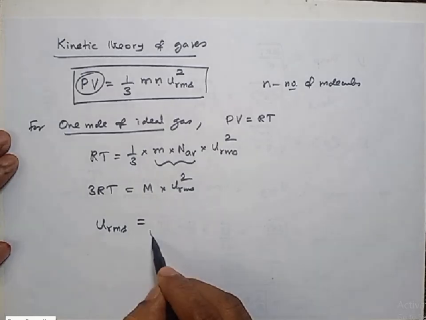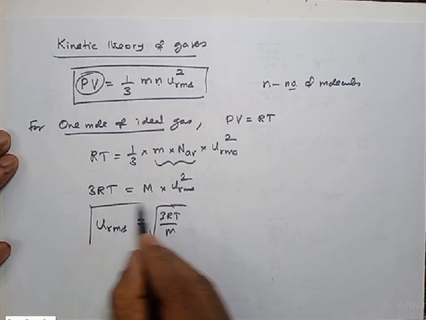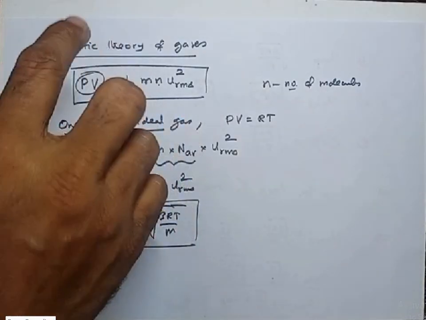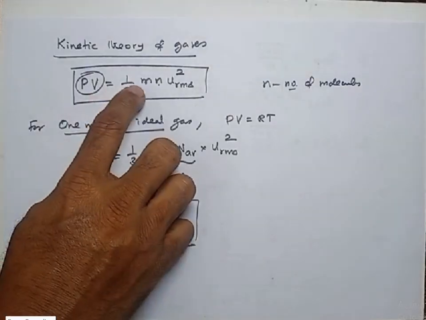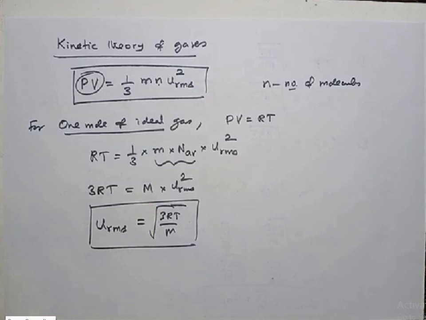Root 3 RT by M. Square root of 3 RT by M. We get the same formula. Because this equation is also derived from Maxwell's distribution, that's why we get the same result.